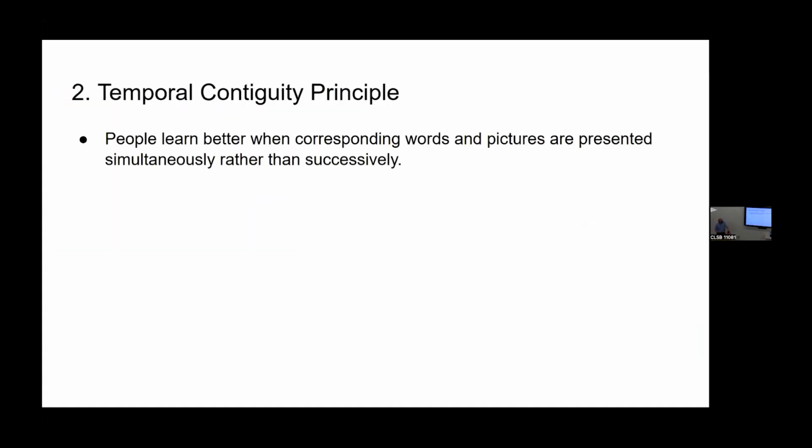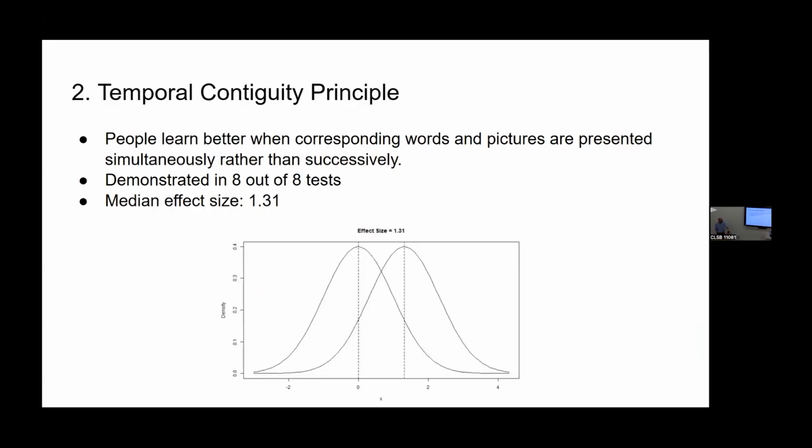Number two, temporal contiguity principle. People learn better when corresponding words and pictures are presented simultaneously rather than successively. This is something that I think people generally do. I don't see people violating this quite so much here at Dana-Farber. This is pretty intuitive. Demonstrated in 8 out of 8 tests, median effect size of 1.31. And here is how we view that. So I won't spend a lot of time on this because it's pretty straightforward.